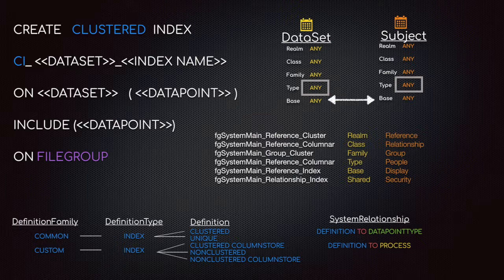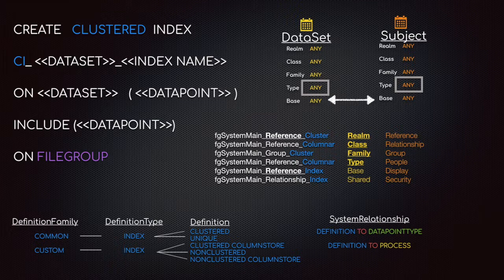So the very last piece of the file group, the suffix (cluster, columnar, index), those will be the definition. The definition will tell us what file group our data should be stored on. And if our dataset type is in base or shared, we're going to want to use the subject type, and that will let us know should this data go on the group file group, the relationship file group, or possibly the reference file group if we have declared types of data or subjects as reference types.